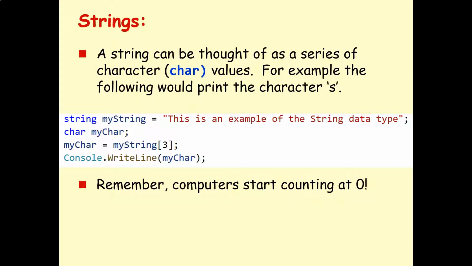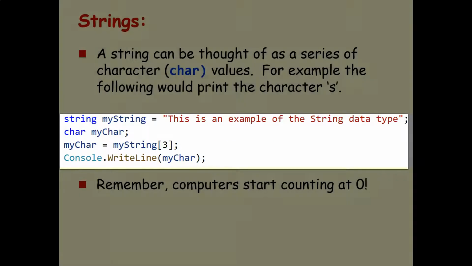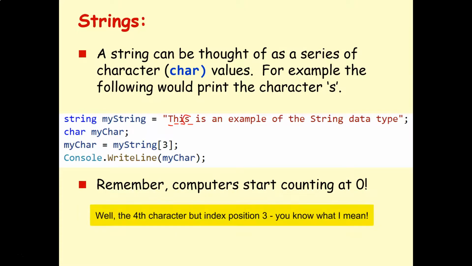For example, the following would print out the character S. So for example, I can define my string and then say I want to take one character by taking my string square brackets 3, and that will actually take the fourth character from the string, because remember, computers start counting at 0. So in this case, we have 0, 1, 2, 3. So S is the third character here.